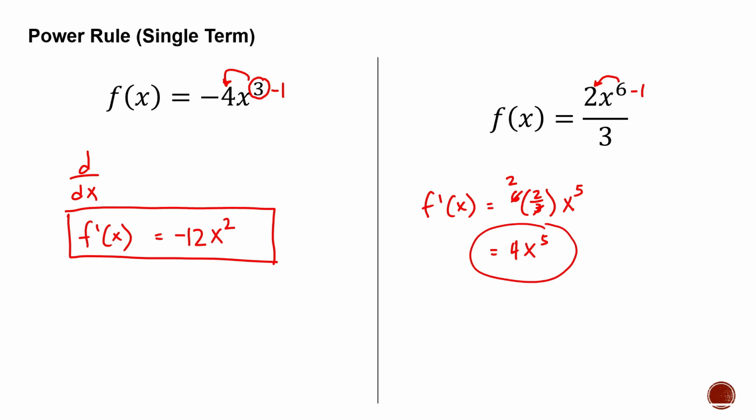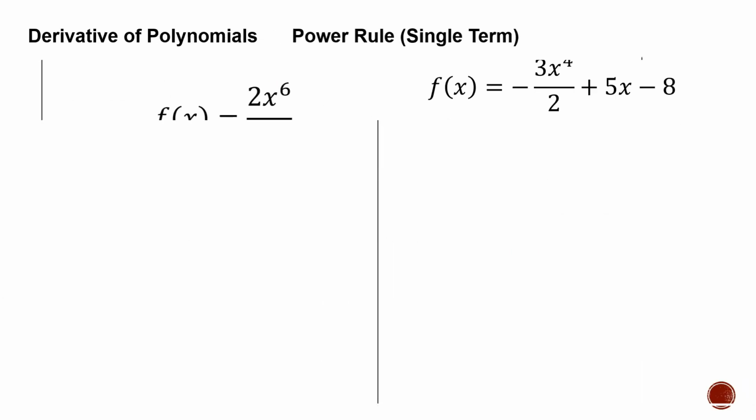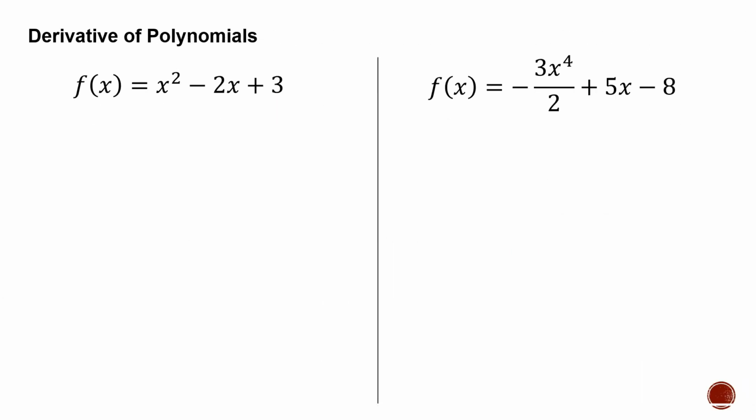Alright. Let's go to the third and fourth example. Now, if the given is a polynomial, you have to find the derivative of each term. Which means the derivative of x squared, negative 2x, and then the positive 3. For the x squared, we multiply that 2 to the 1 there. That would be 2x raised to 1 because 2 minus 1 is just 1.